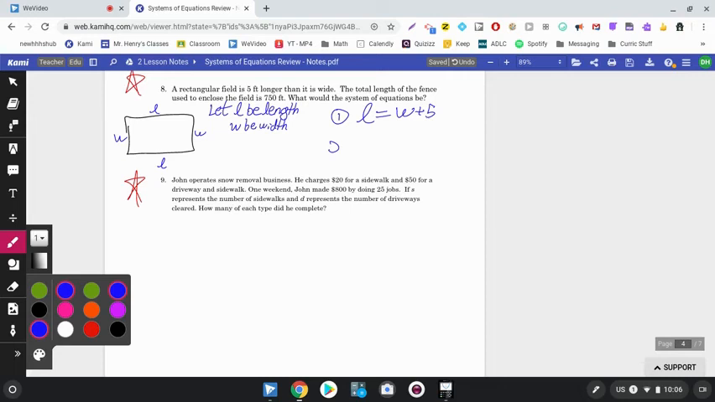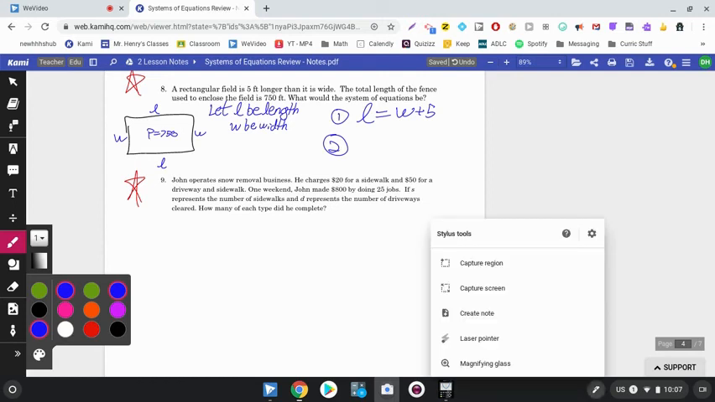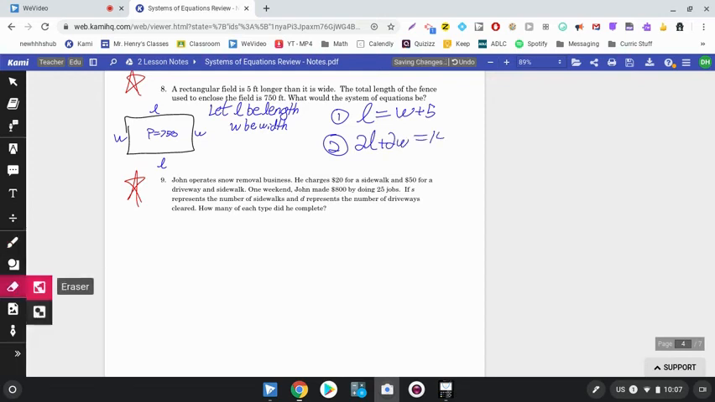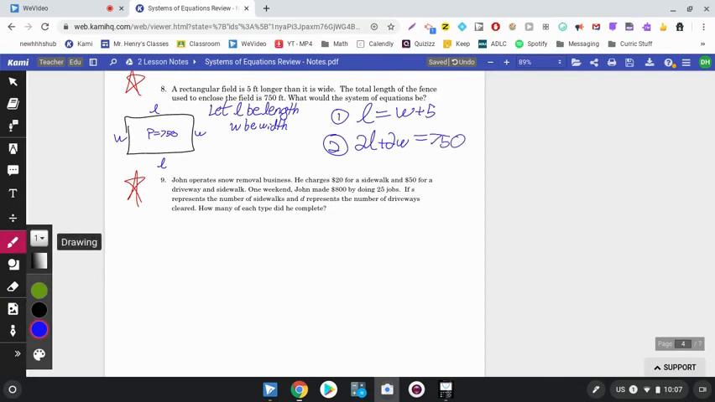Whatever the width is, my length needs to be 5 longer than that. The second equation: the total length of the fence used to enclose the field is 750 feet, or in other words, perimeter equals 750. So perimeter is the length plus the width plus the length plus the width, or my 2 lengths and my 2 widths. 2 lengths plus 2 widths has to equal 750. And there you go. Those are my 2 equations.